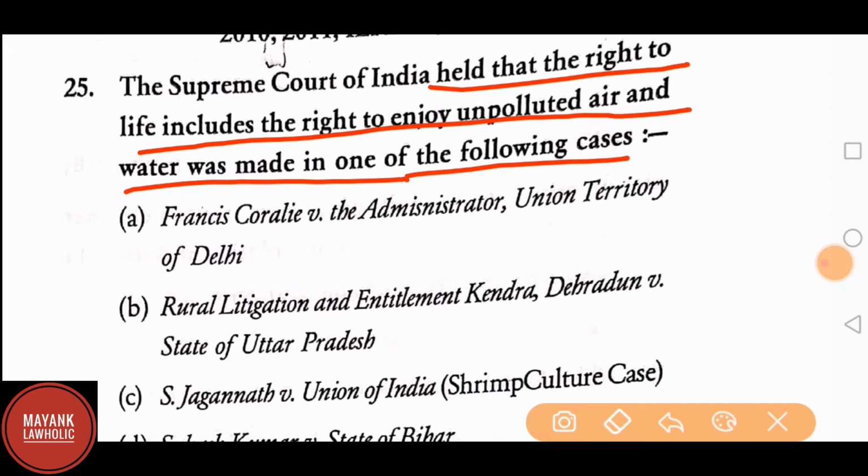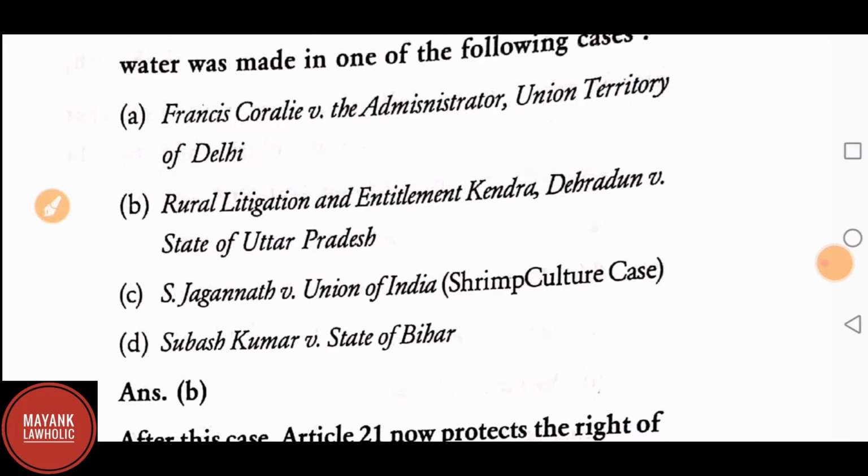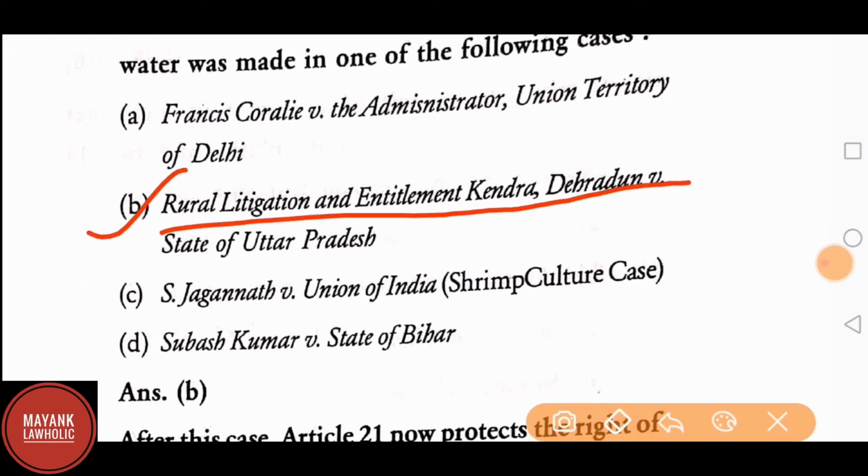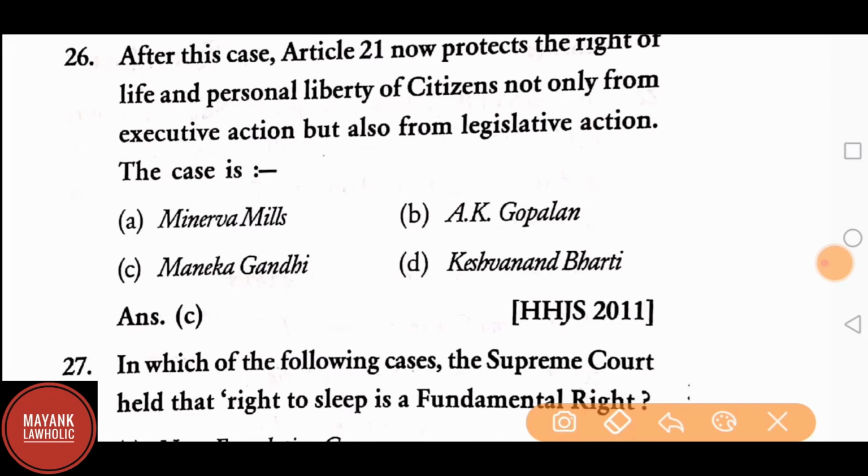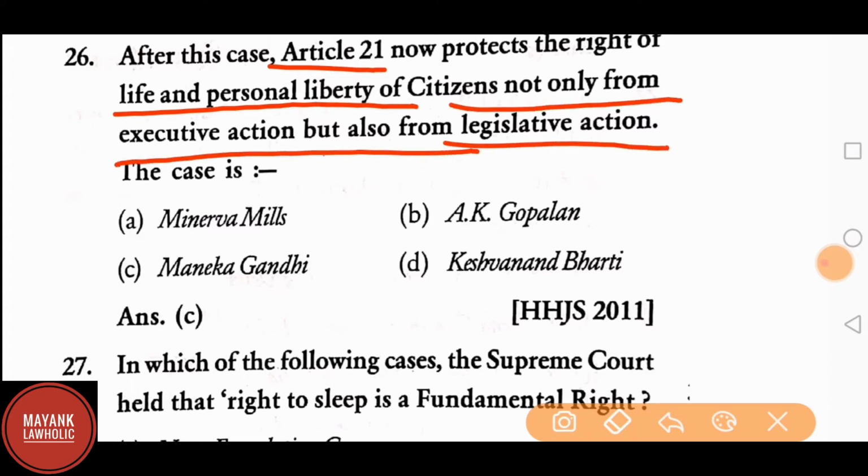A. Francis Coralie versus Administrator, Union Territory of Delhi. B. Rural Litigation and Entitlement Kendra, Dehradun versus State of Uttar Pradesh. C. S. Jagannath versus Union of India. D. Suresh Kumar versus State of Bihar. The answer is B. Rural Litigation and Entitlement Kendra, Dehradun versus State of Uttar Pradesh. Question number 26. After this case, Article 21 now protects the right of life and personal liberty of citizens not only from executive action but also from legislative action. It was held in the case of Maneka Gandhi versus Union of India.